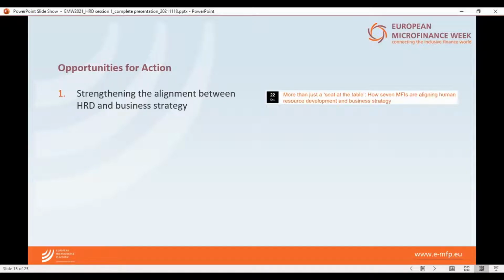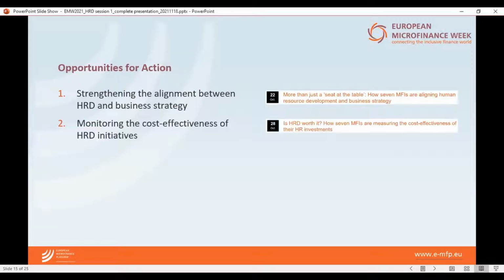The second area for action focuses on measurement. You may recall that the 2 biggest barriers to human resource development were a lack of financial resources and weaknesses in HR management structures and capacity. There's really only 2 ways to address these barriers. One is to make better use of the resources that exist, and the other is to argue more effectively for additional resources. Both strategies require that the value of HR development initiatives be measured. So how are MFIs doing this? That's what the second blog is all about, which was published at the end of last month.